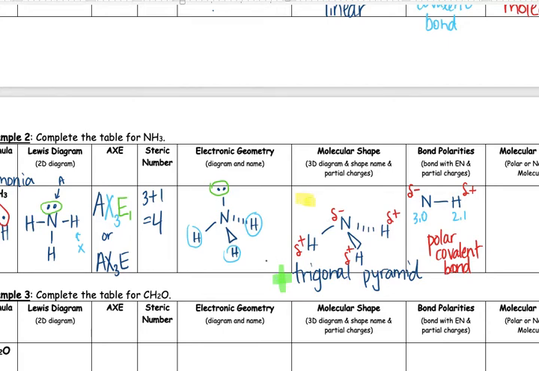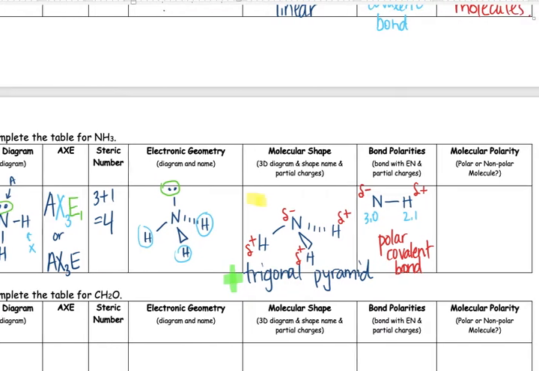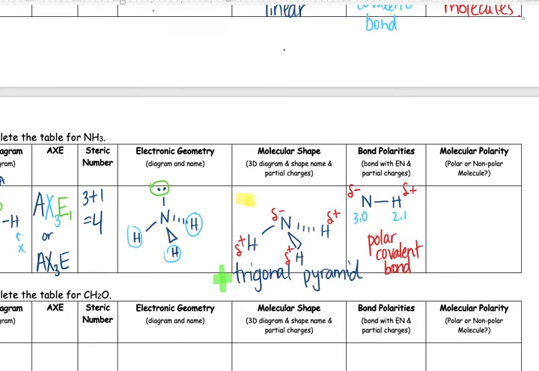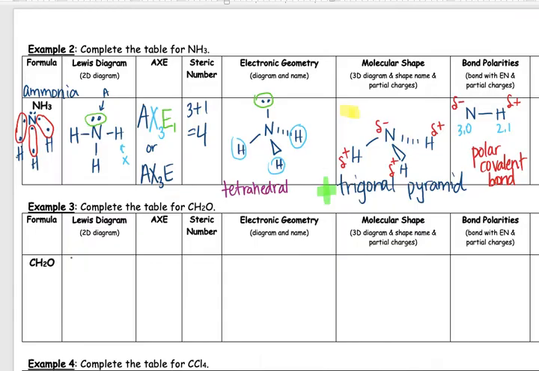Because the overall molecule has a negative and a positive end to it, that's what we can conclude here with the last column. So for the molecular polarity, is this going to be a polar or non-polar molecule? And you will say yes, it is a polar molecule because we have the slightly positive and slightly negative parts of the molecule. Try another example here.